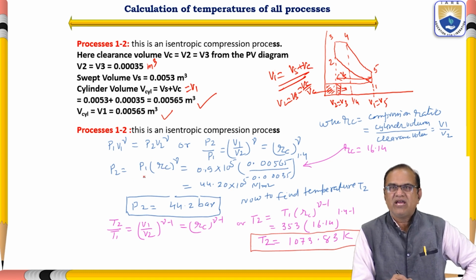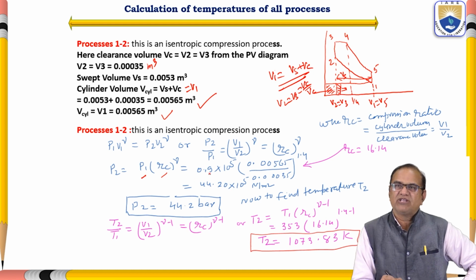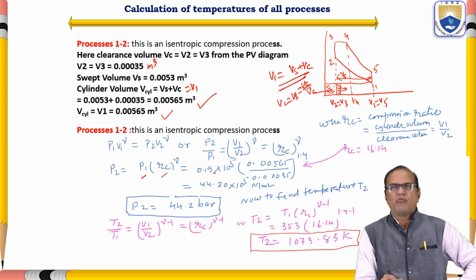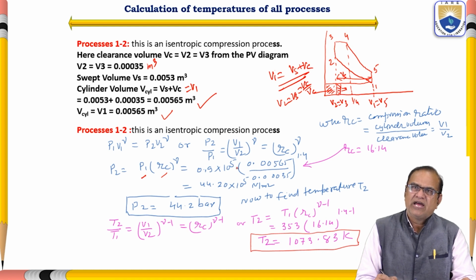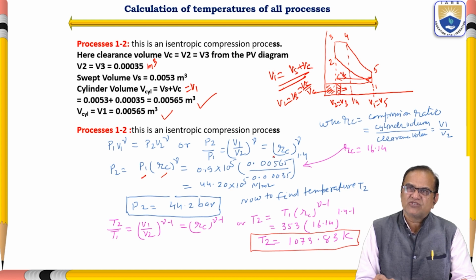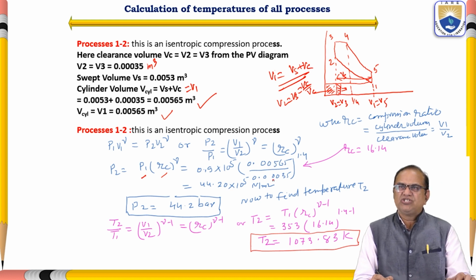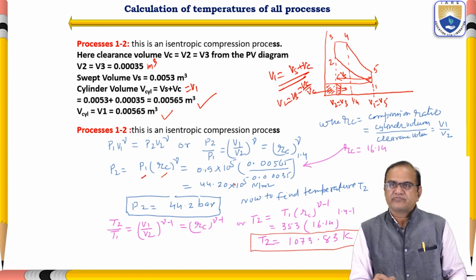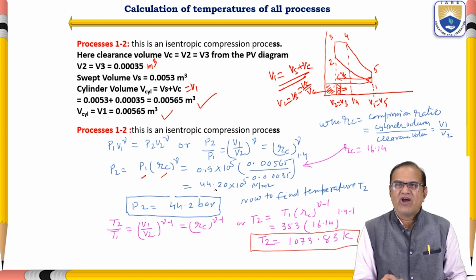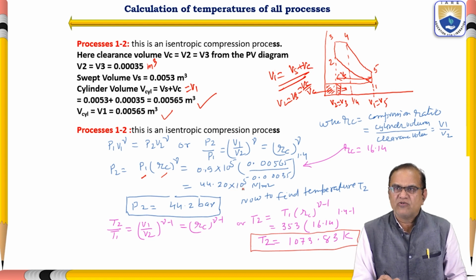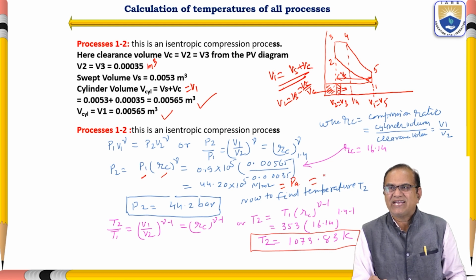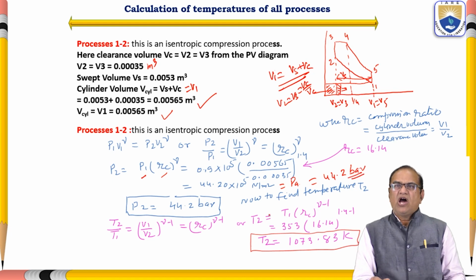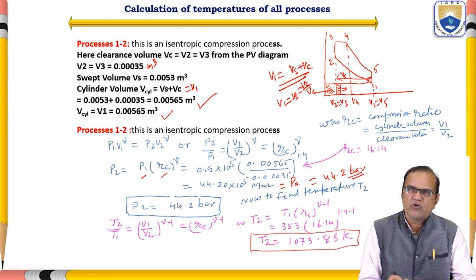So here P2 by P1 is equal to RC to the power gamma, and so P2 is equal to P1 RC to the power gamma. We know the P1, we know the RC, we can find out the P2. So P1 is equal to 0.9 into 10 to the power 5 Newton per meter square, and then 0.00565 is the V1 and 0.00035 is V2. So we will get here 44.20 into 10 to the power 5 Newton per meter square or Pascal. So this we can write as 44.2 bar. Now we got P2 is equal to 44.2 bar.